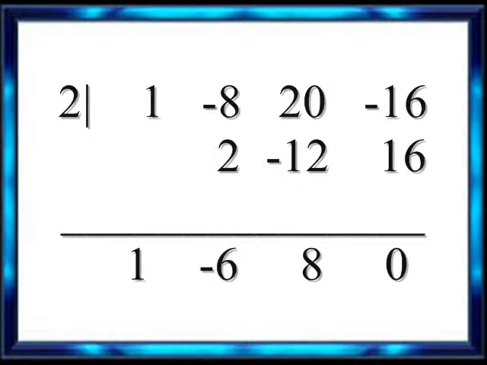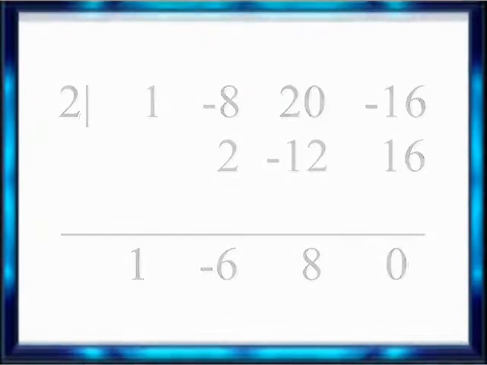The next step is to add negative 8 and 2, in which the answer is negative 6. Now, negative 6 should be multiplied by 2. The result is negative 12 and it is placed under 20. 20 plus negative 12 is equal to 8. 8 will now be multiplied by 2, giving 16 that will be placed under negative 16. Negative 16 added to 16 is equal to 0.